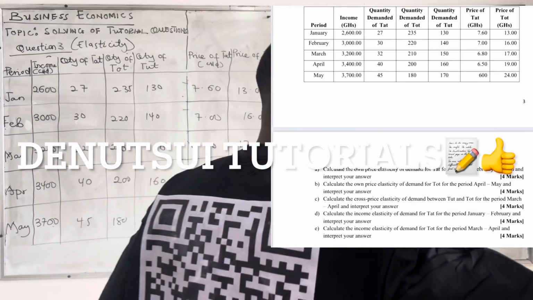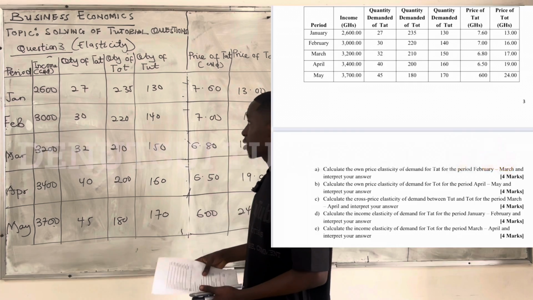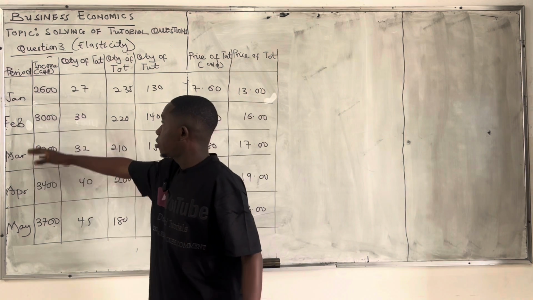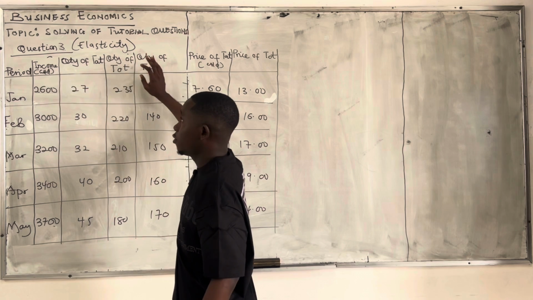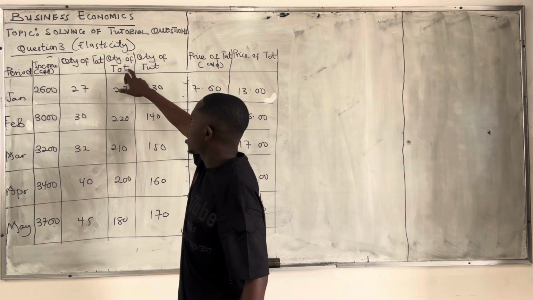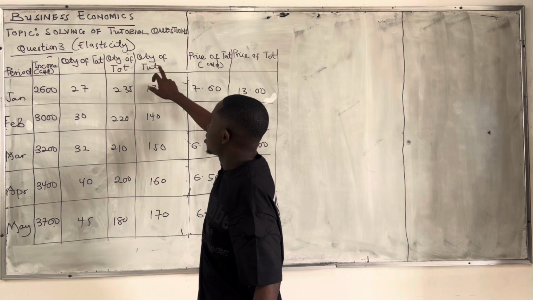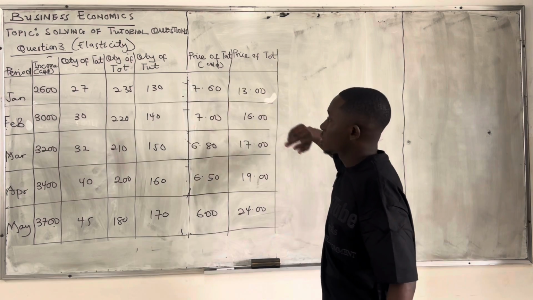Okay, so this is the table type of elasticity. This is our question 3. We have our period and income. QTY stands for quantity. I don't want to write a full thing. So we have quantity demanded of that, quantity demanded of thought, and quantity demanded of tooth. And this is the price of that, and the price of thought.